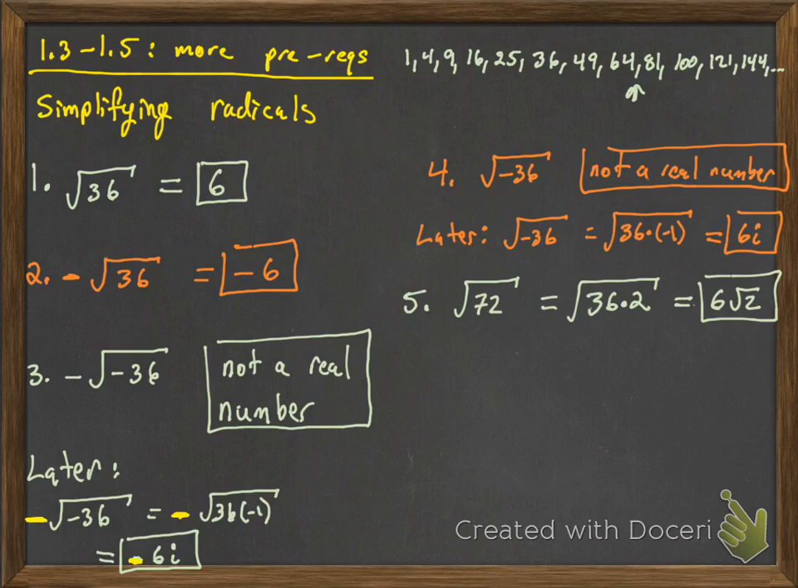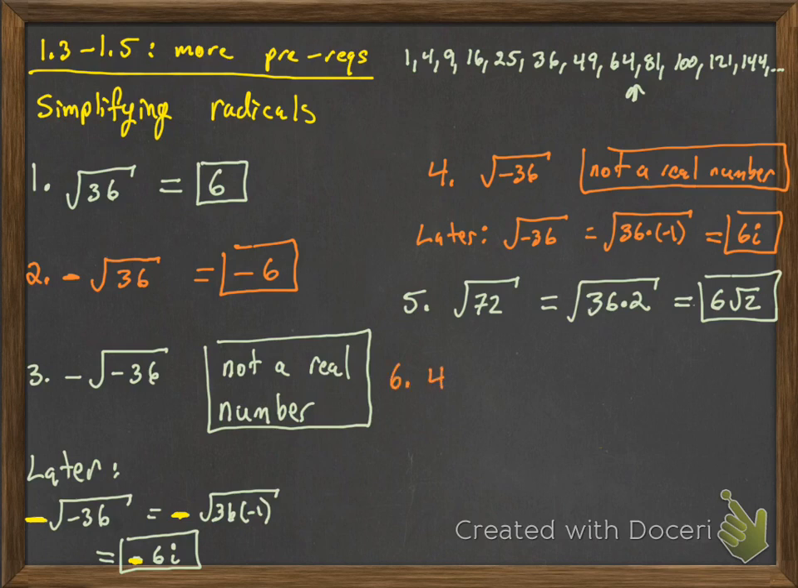If we're doing some sort of application, maybe we want to convert that into a decimal, but for us, we want to leave this. This is what's called the exact form. 6 root 2 is the exact form. The decimal form, you need your calculator for, or some other technique for approximation.